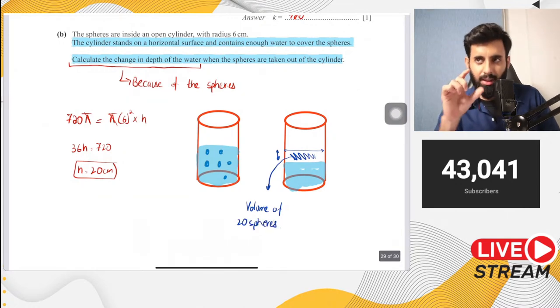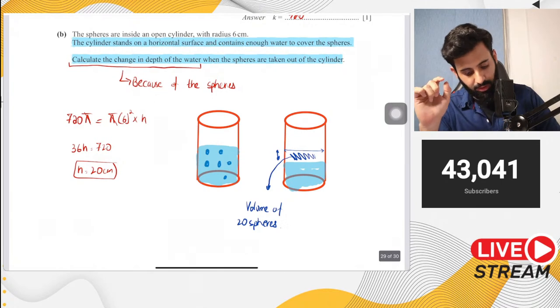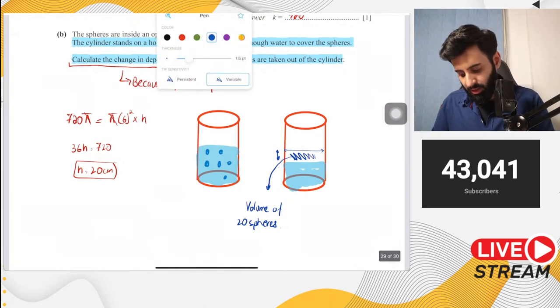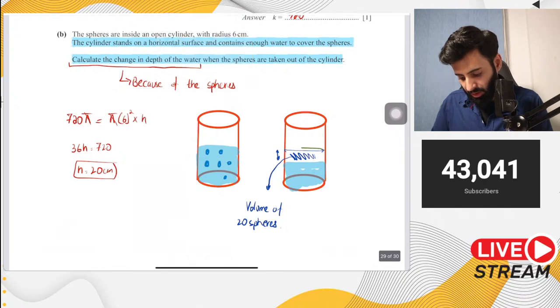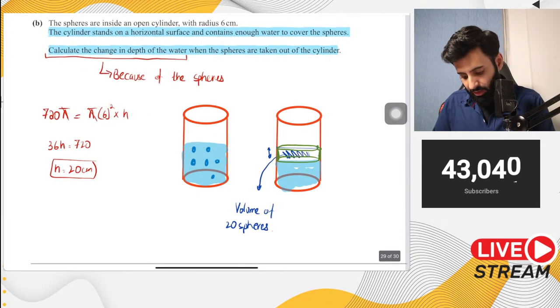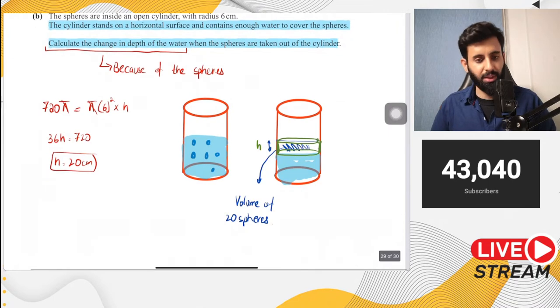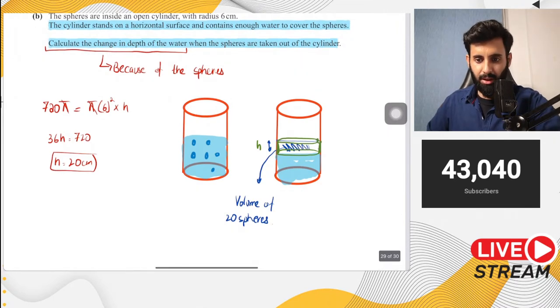So it's like a little cylinder has been formed, and we need to calculate the volume of that little cylinder. You can see that previously the water was up until here. So once you remove that, a small cylinder has been formed. Excuse my drawing, please. And that's what you need to calculate the height of. So when you equate it with the volume of the 20 spheres that have been removed, you get the change in depth.